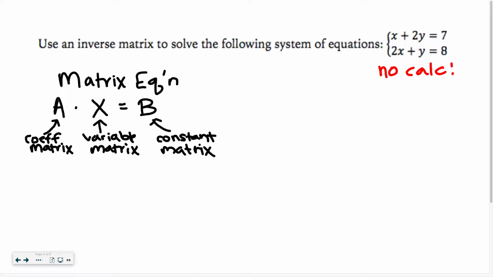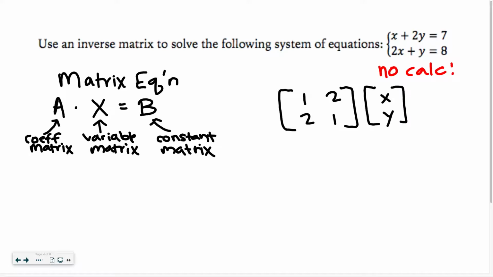So I'm going to take this 2x2 system and create my matrix equation. For my coefficient matrix, my coefficients are in front of the x's and y's, so that would be 1, 2, 2, 1. X's in one column, y's in the other. My variable matrix is my unknowns. This is two variables, so I just have x and y. If it were a three variable system, I would have a 3x1 matrix, x, y, z. And it equals my constant matrix, which is 7, 8.